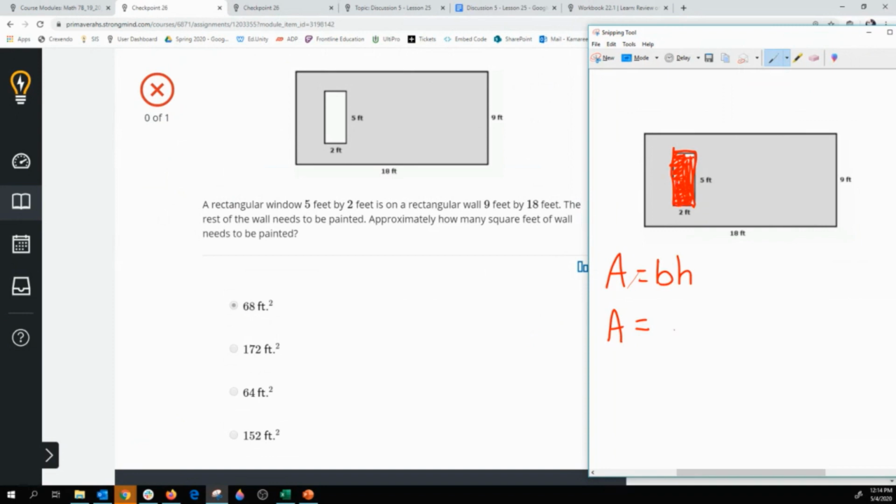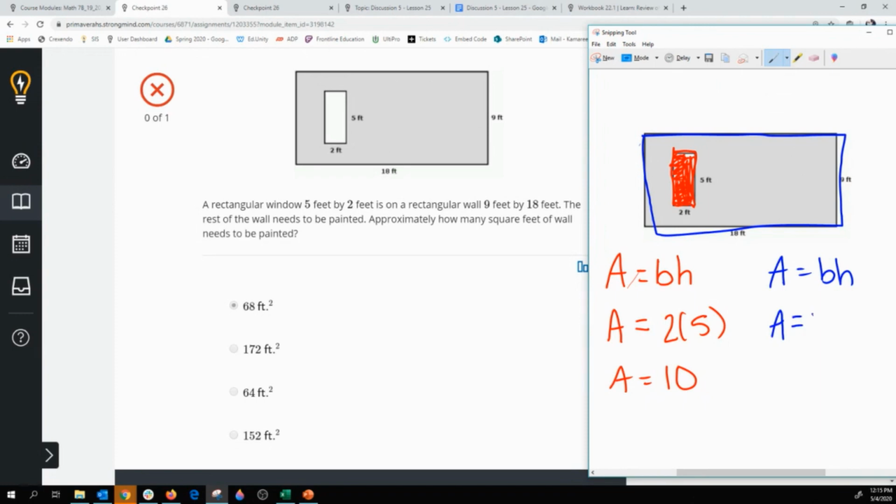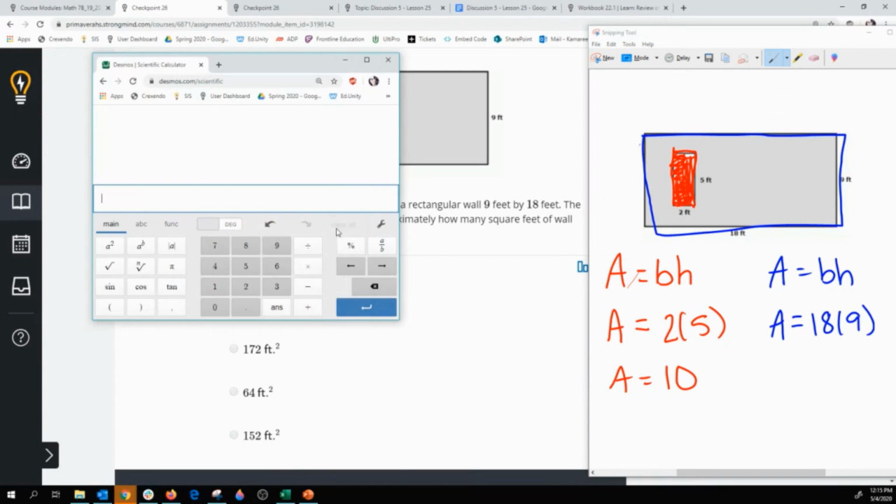5 and 2, perfect. So 2 times 5 would give me 10. And then what two numbers would I want to multiply together to find the area of my big rectangle here? 18 and 9, perfect, yep. And let's pop that into a calculator. This would give me 162.